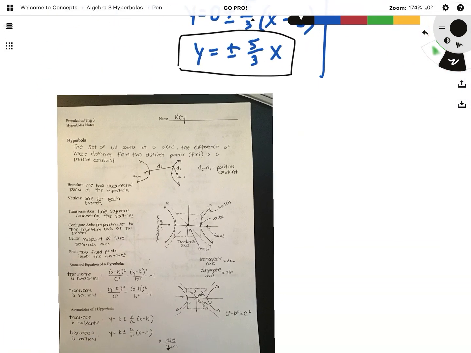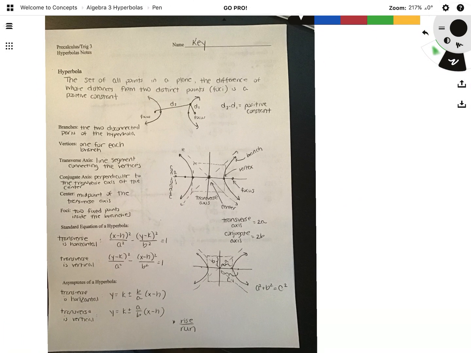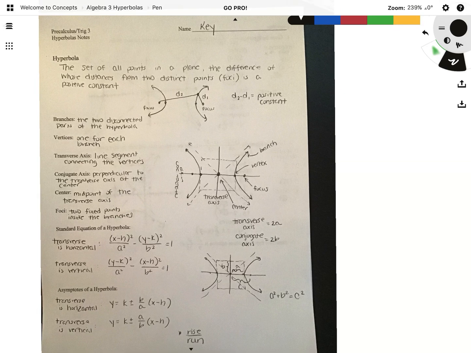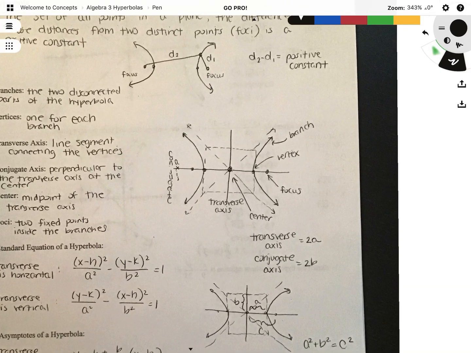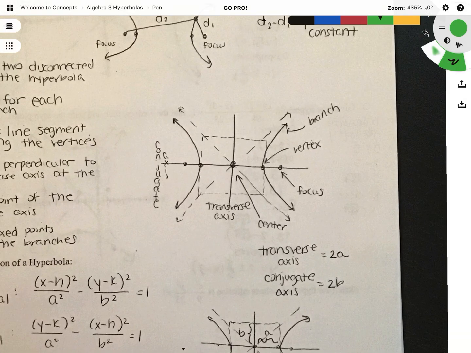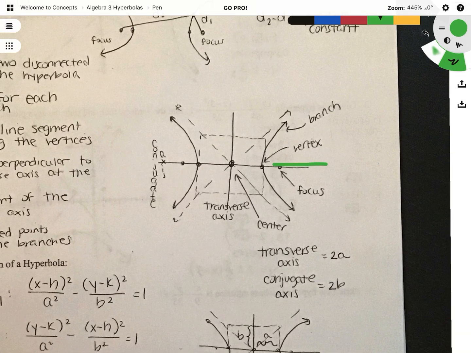All right, so attached to the lesson are some filled out notes. I didn't want to have you refill out some notes, so I provided these notes for you. Just a couple things I want to mention here. So the transverse axis, I don't know if it was totally clear in the video, but it's that line. That's the transverse axis. And it goes through the vertices and the foci.